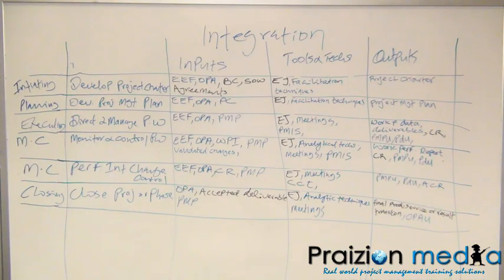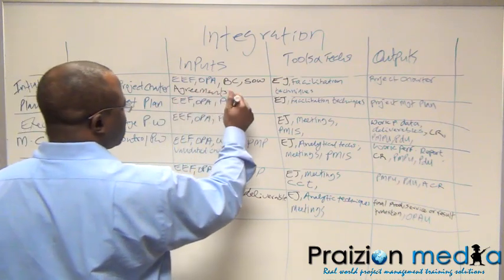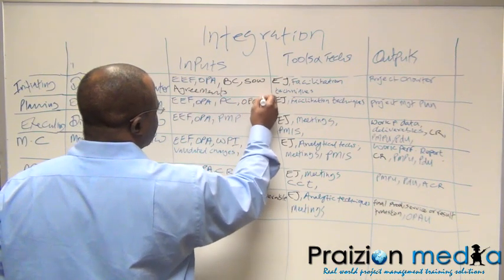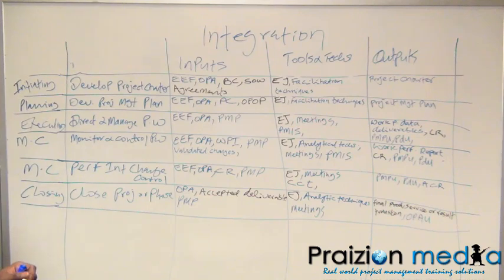For develop project management plan, there's another key input, which is outputs from other processes, OFOP. And those outputs from other processes really refer more to the baselines and the plans and so on.